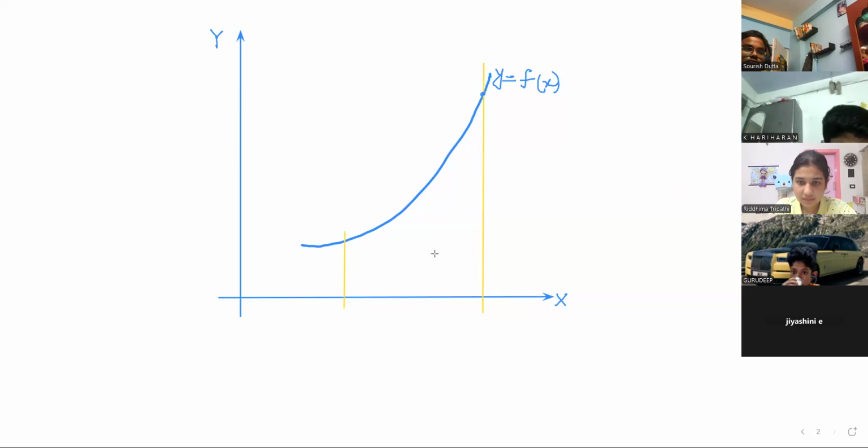Sir, no, sir, I can't. Okay, so I suggest one method. I will draw two rectangles here. See, I will draw two rectangles of same width.